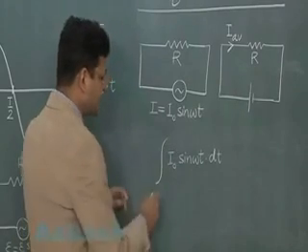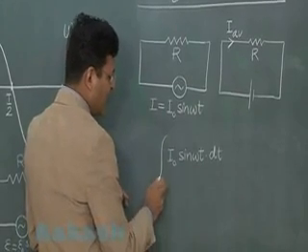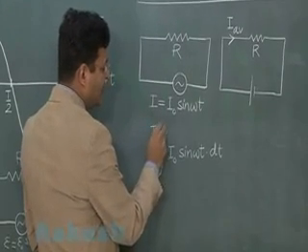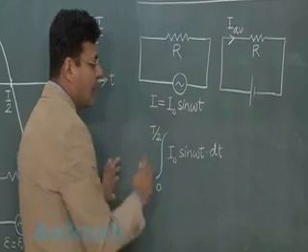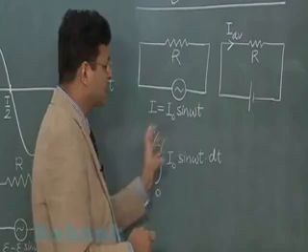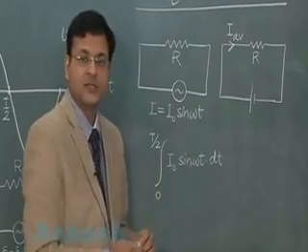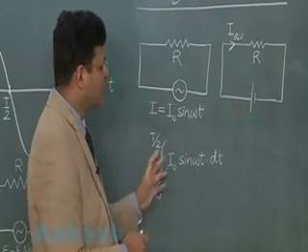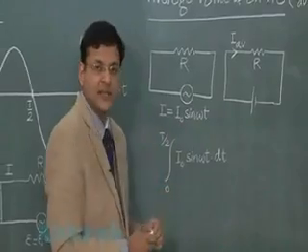And now you are interested in integrating it from t is equal to 0 to half of the time period, because आपने यहां पे सिर्फ हाफ साइकिल को कंसीडर करना है. You understand? So this is the expression of charge flown due to this alternating current over its half cycle.